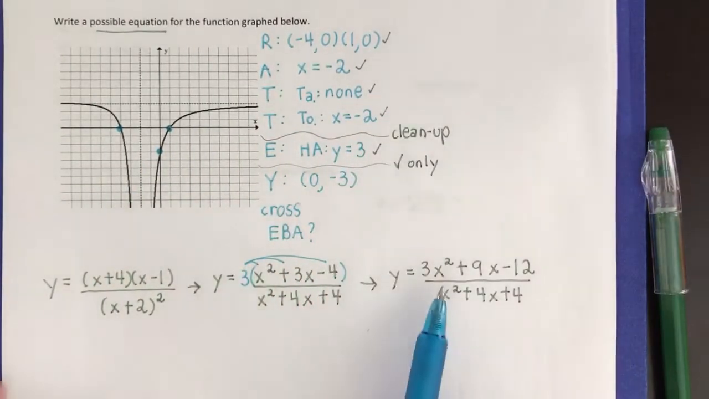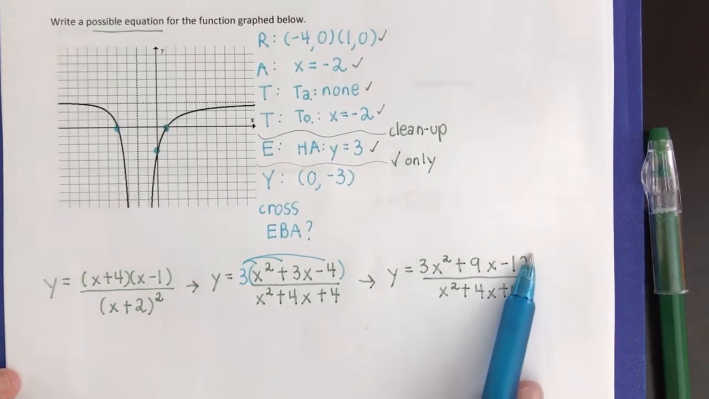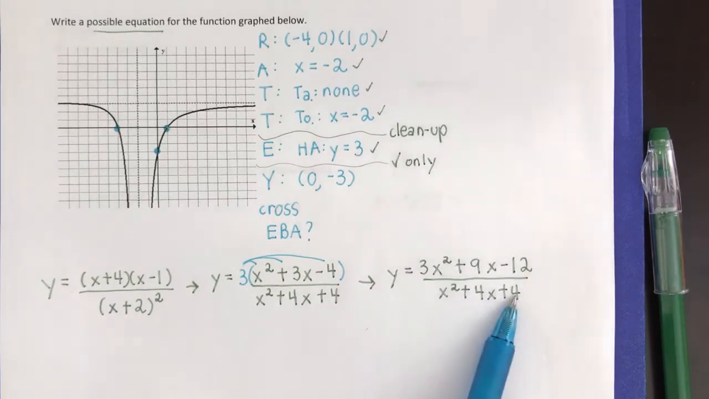Let's check it. So if you plug in 0 for x, will our y-intercept be -3? Well, look at that, it sure will. Okay, so we're good there.